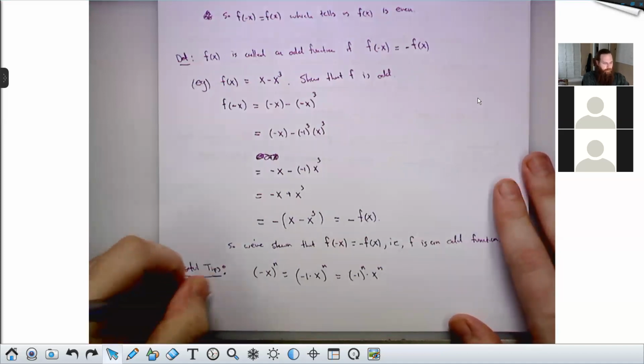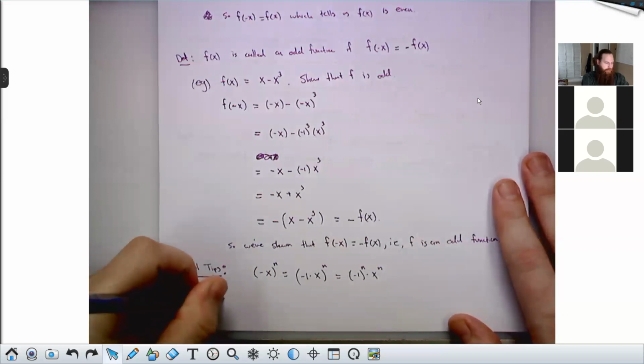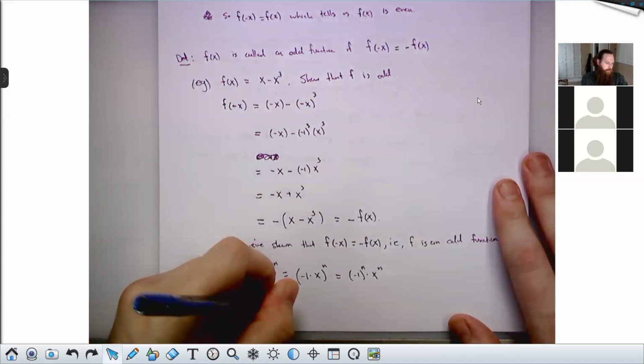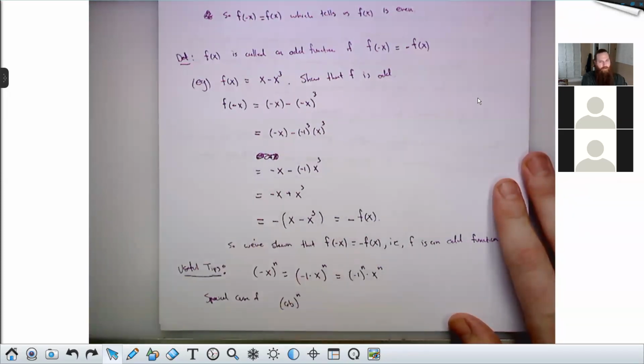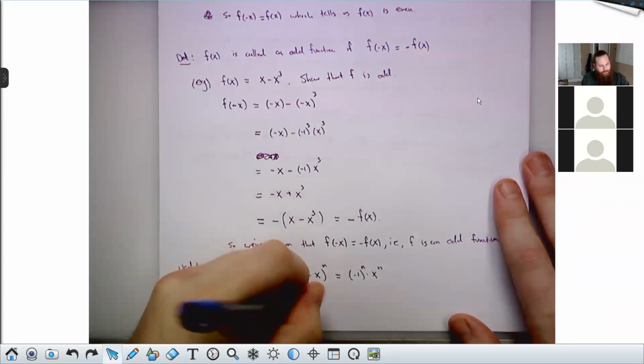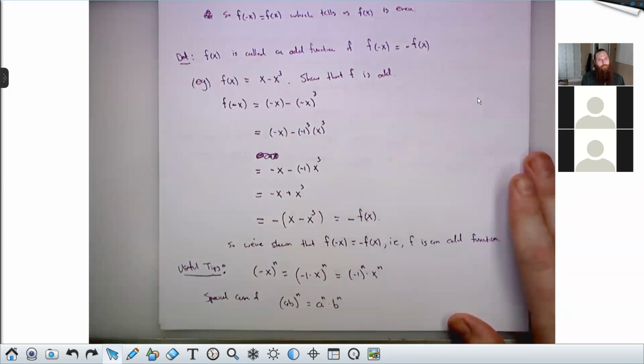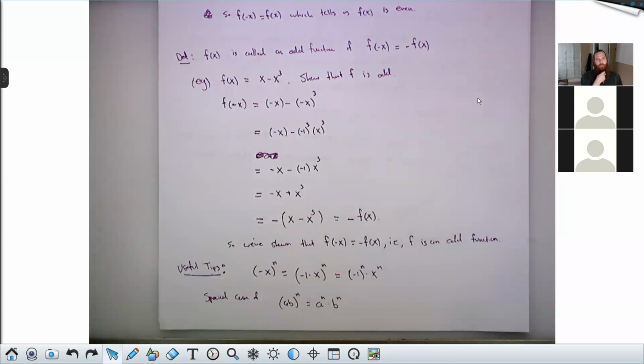This is a special case of the fact that if you take any two numbers and multiply them, then raise to a power, that's the same as the first number to that power times the second number to that power. So these algebra rules are so important.